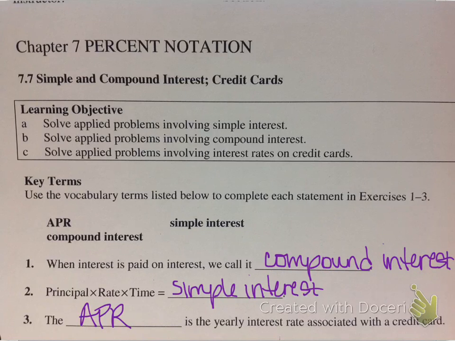Now we're going to look at another application of percent, and that is using simple and compound interest, which is on credit cards or savings accounts. So when interest is paid on interest, we call it compound interest. And then principal times rate times time is what we call simple interest. And the APR is the yearly interest rate associated with the credit card that stands for annual percentage rate.